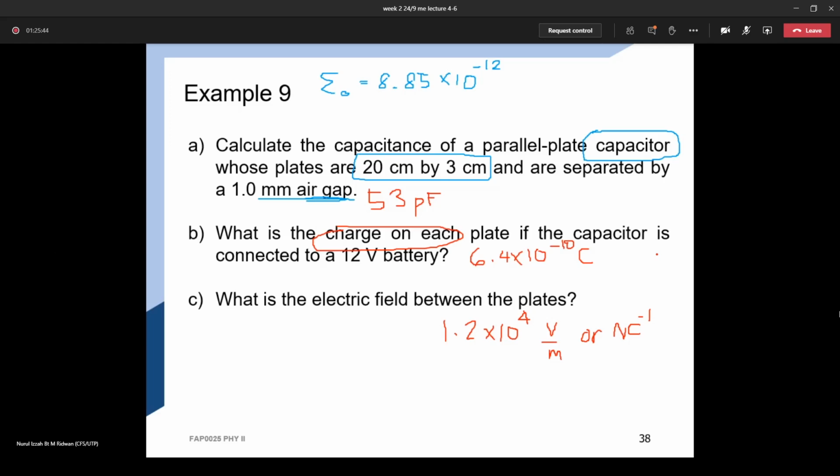Initially they should be neutral. So by connecting the capacitor with the battery, you are actually separating the charge. All positive charge will go that way, all negative charge will go the other way. So you don't need to multiply by 2. What you calculate is already the amount of charge built up at each plate. Some explanation on that, because some of you will question this later on.